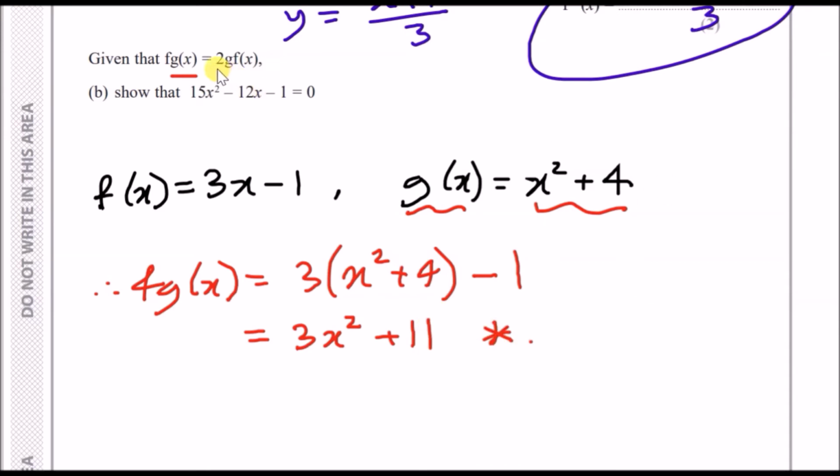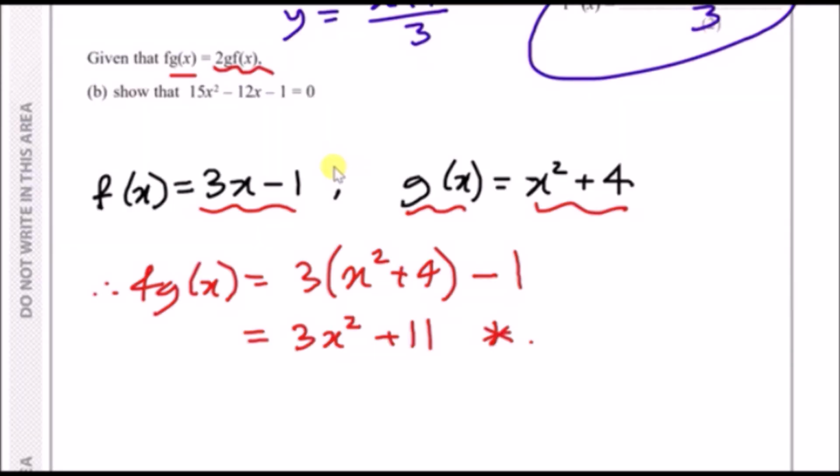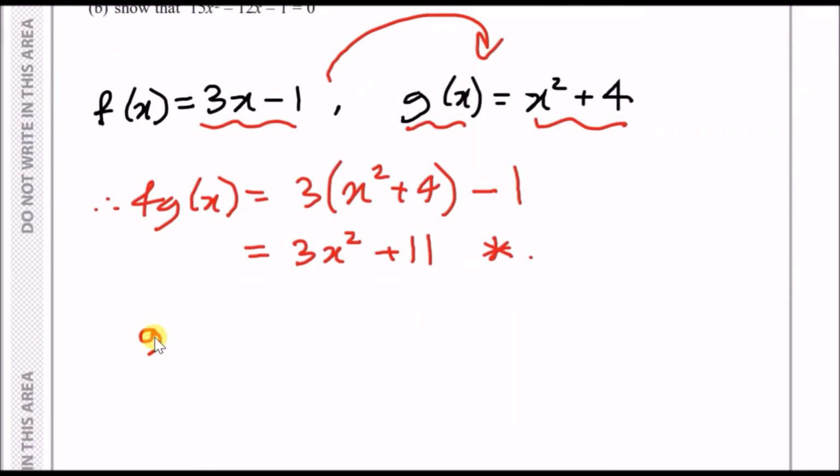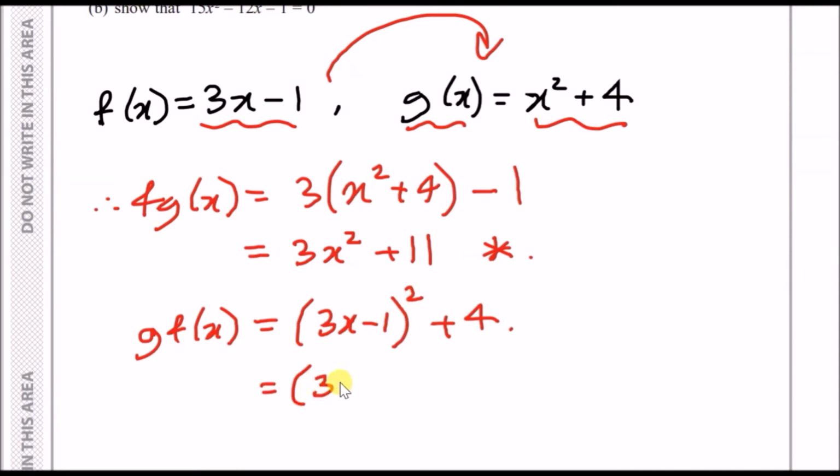Now let's repeat it for the other one. Let's try and find 2gf(x). So let's just find gf(x) actually, yeah? So this one means that we're going to substitute f inside g. So instead of x squared plus 4, it will be the function of f squared plus 4. So in other words, we've got 3x minus 1, all of that squared, plus 4. Okay. Now just remember, you got a square bracket here. That means there's two of them. So it'll be 3x minus 1 times 3x minus 1. And then you add 4.